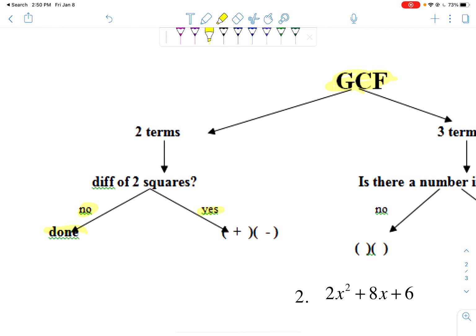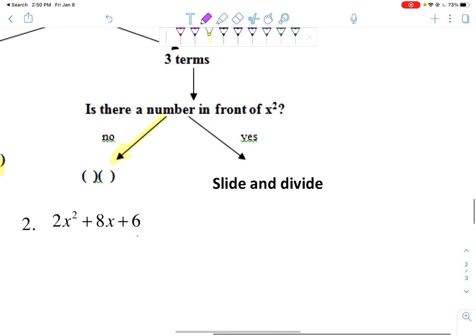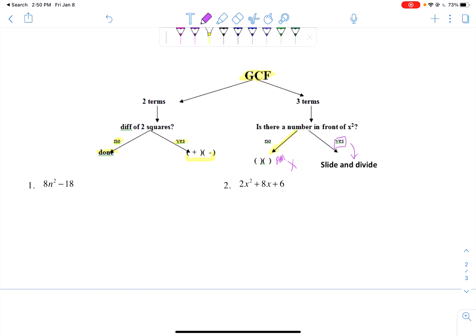If it is, go ahead, do your 2 sets of parentheses with a plus and a minus. If there's 3 terms, is there a number in front of your x squared? Nope. Then do AM method. So like the diamond. If there is a number, you're going to do slide and divide. We'll learn about slide and divide tomorrow on Zoom. So the first thing we have to ask ourselves, is there a GCF?